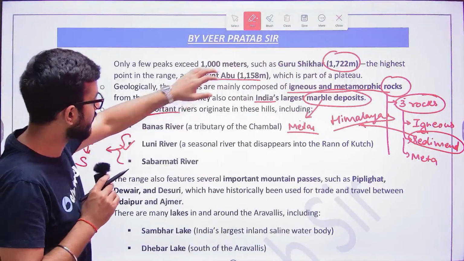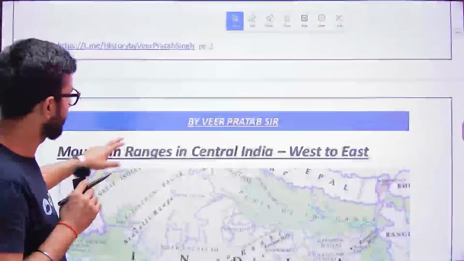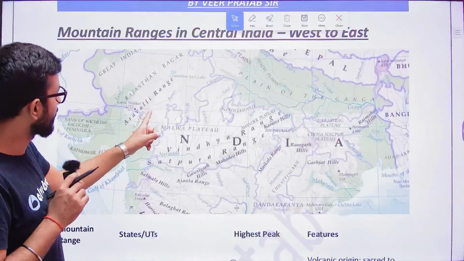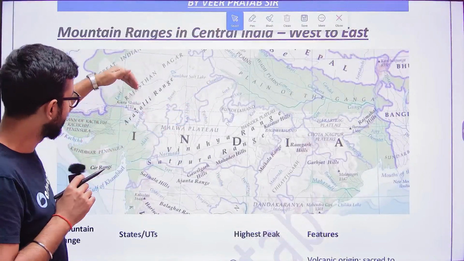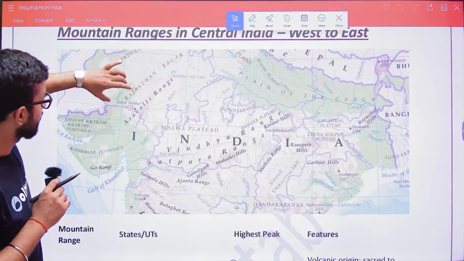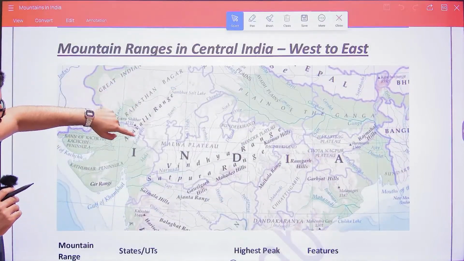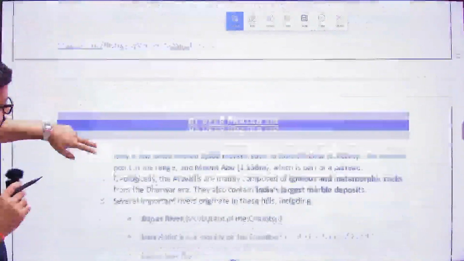If you just look at the image here, what you can see is the Banas river flows north and then meets the Chambal, whereas here is the Luni, and this is the Sabarmati. Just look at this. They are flowing southward. So this is another dimension of question that can be asked to you.